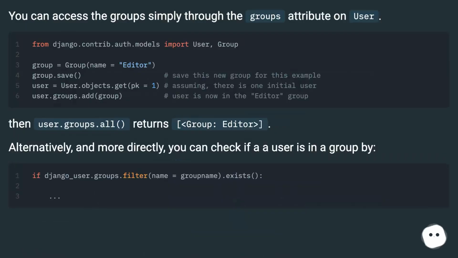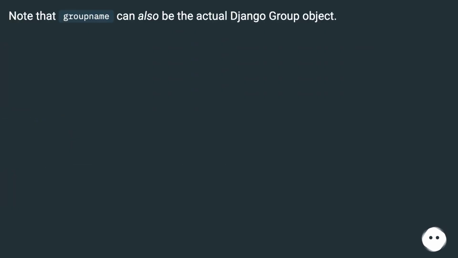You can access the groups simply through the groups attribute on user. Then user.groups.all() returns them. Alternatively, and more directly, you can check if a user is in a group by this. Note that the group name can also be the actual Django group object.